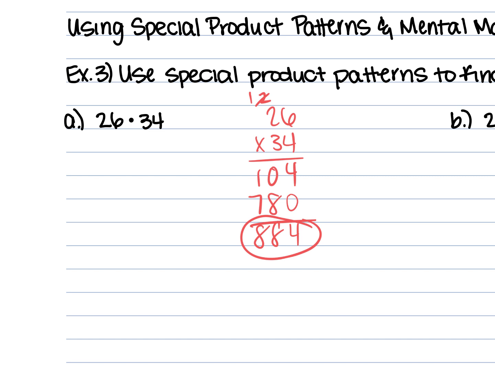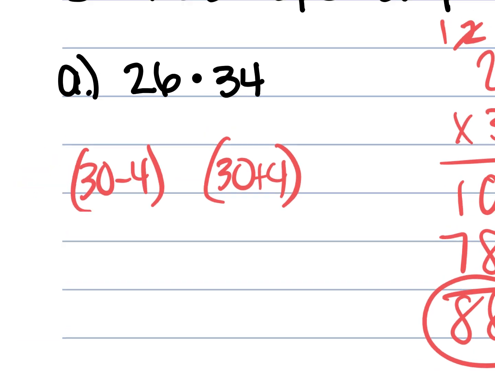Now, what I want us to visualize is think of this as a special product. Let's think about 26 and 34. Both of those numbers are very close to what number that's divisible by 10? 30. So let's write both of these as a product of 30. Now, we can't actually change the numbers, right? So we have to make this 30 equivalent to 26. How would 30 be equivalent to 26? 30 minus 4. You subtract 4, right? How would 30 be equivalent to 34? You add 4.